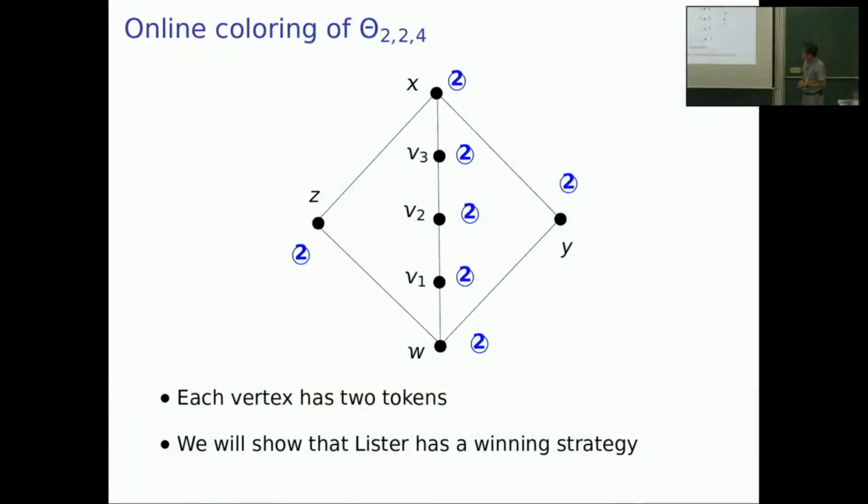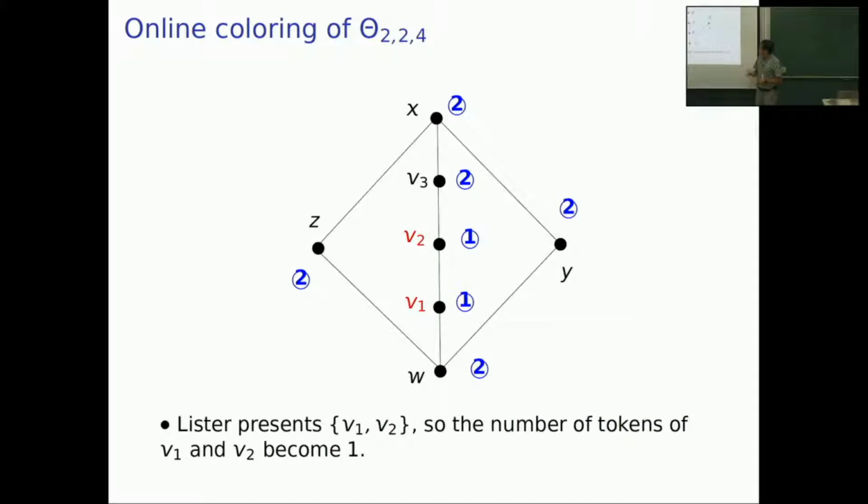So now, in the online coloring case, we have 2 tokens, 2 chances, but I'm going to show 2 chances is not enough. The reason is like this. First, the lister presents only these 2 vertices. Then the number of tokens is reduced to 1. And then this is adjacent, so the painter colors only 1, right? Not both of them. So here we have 2 choices.